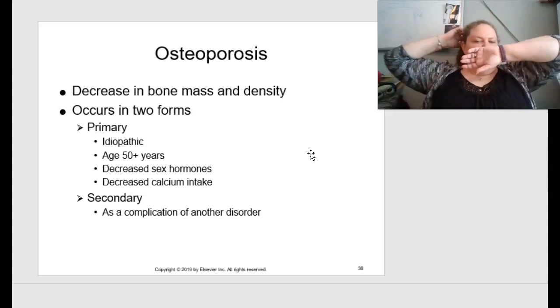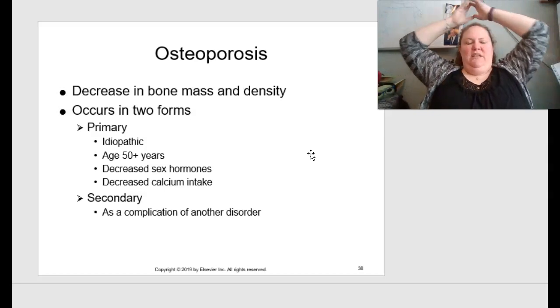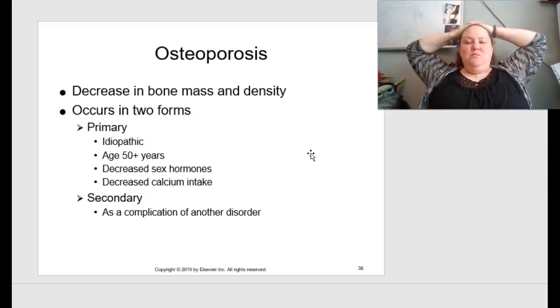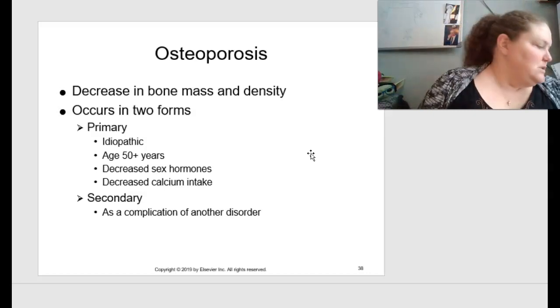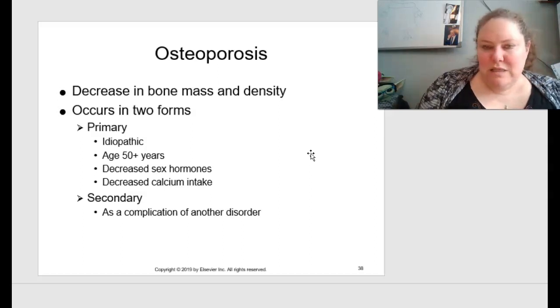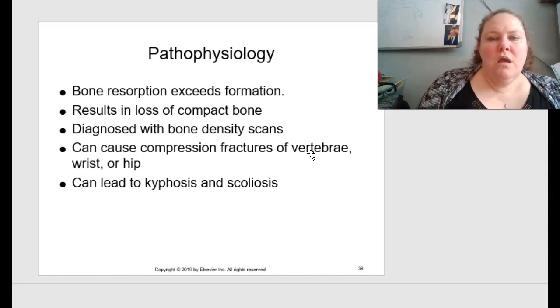This is a result of sex hormones that are decreased, as well as the decreased calcium intake. And you also can have secondary, and this can be due to a complication of another disorder. And osteoporosis and bone disorders are discussed on page 172. The pathophysiology of osteoporosis is that the bone reabsorption is going to exceed the formation. And so we're like kind of pulling apart our own bones. And this results in the loss of that compact bone tissue.